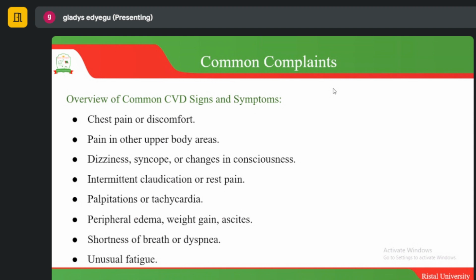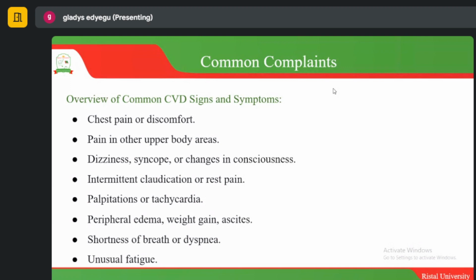Then intermittent claudication or rest pain. This is basically whereby the patient feels the pain even when he's at rest. This patient is not doing anything, he's just seated or he's just lying, but he's not comfortable, he's feeling pain. So this is also not right for our patients to feel chest pain or any part of the upper body whereby the patient will express that even when I sit, even when I'm not doing anything, I feel a lot of pain around my chest region or around the other part of the body, depending on where the patient will express.